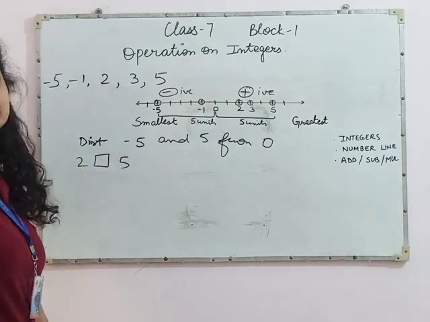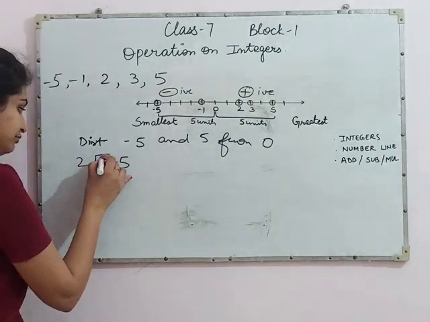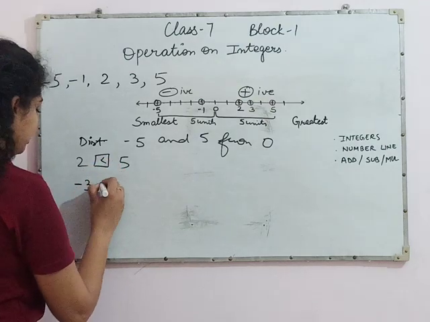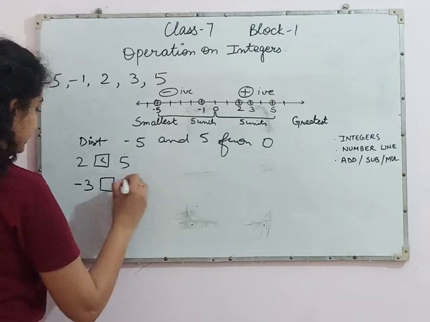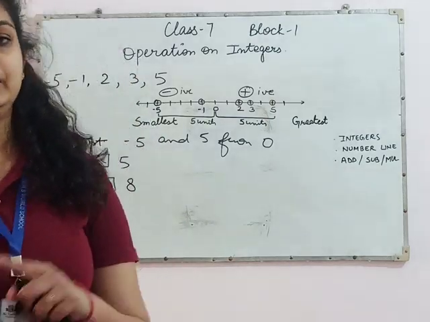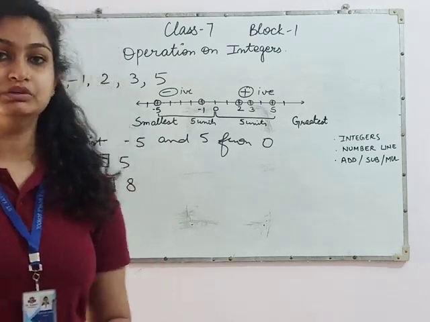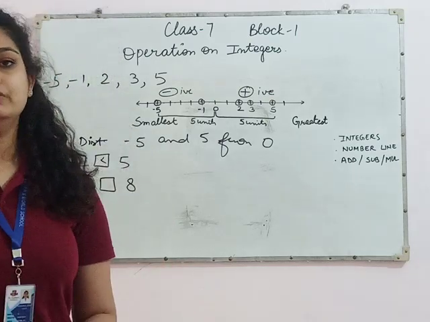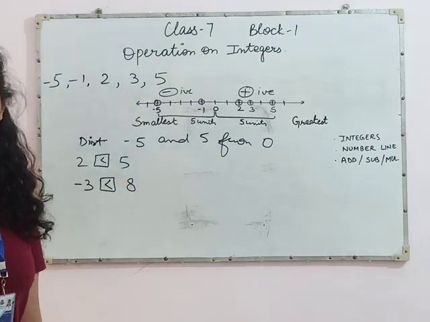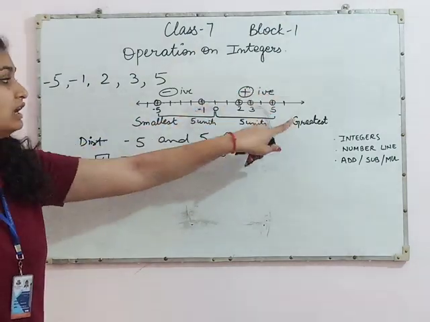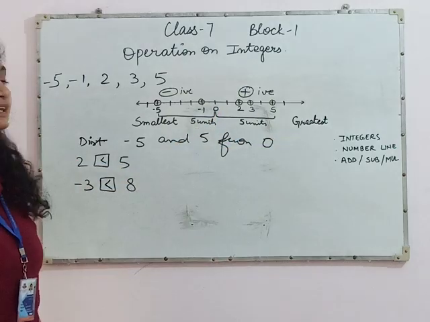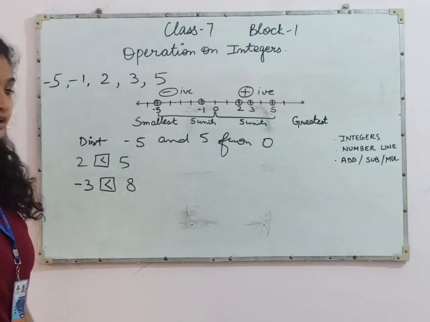Tell me which one is greater, 2 or 5? Yes, 5 is greater. Minus 3 and 8. Remember always, whenever we are comparing a negative number with a positive number, the positive number is always greater. So 8 is greater than minus 3. Always the positive number, because positive numbers lie on the right side of the 0, so they are always greater than the negative numbers.